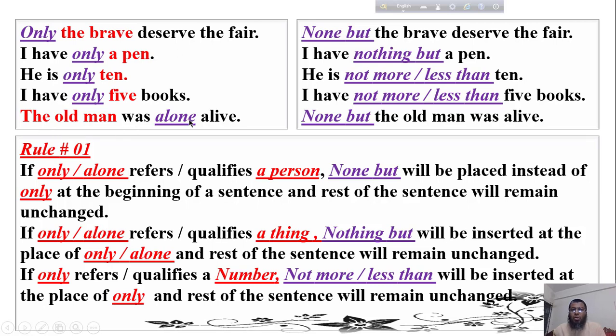The old man was alone alive. So the negative is: None but the old man was alive. Here we use "none but" because "alone" here refers to the old man, and this is a person. So we can use "none but" at the very beginning of the sentence, and the rest of the sentence will remain unchanged. Have you got it clear? I think it would be more clear to you if you practice it at home.